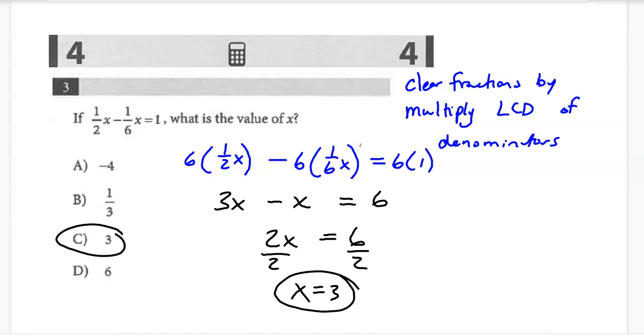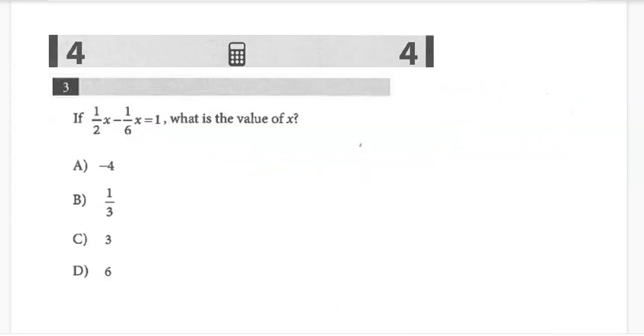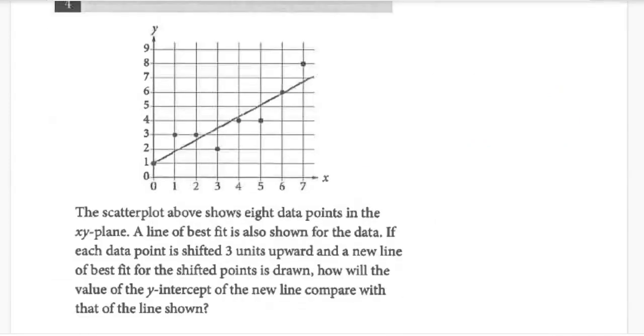Now another method you could have done, since this is the calculator section, you also could have just plugged in the answer choices, tried those, and seen if it equaled 1. It's a little slower that way, but you could do it. All right, moving right on down, let's go to number 4.